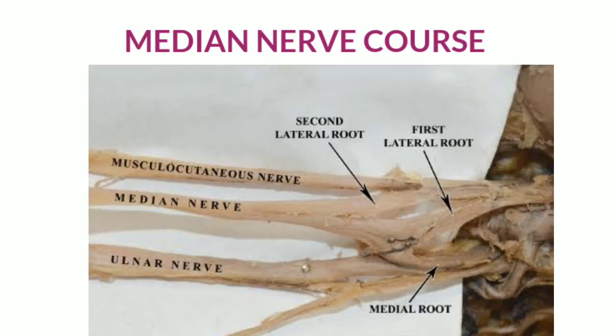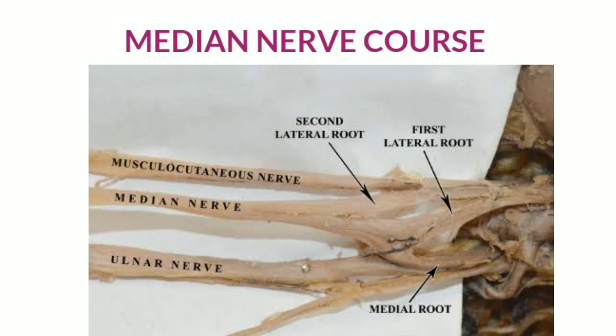The median nerve arises from the lateral cord and the medial cord of the brachial plexus. From the lateral cord, there is a branch called the lateral root of the median nerve. From the medial cord, there is a branch called the medial root of the median nerve. These two roots come together and join to form the median nerve.